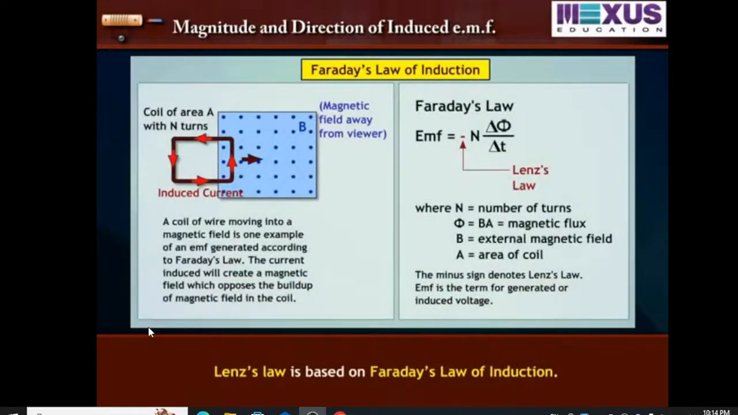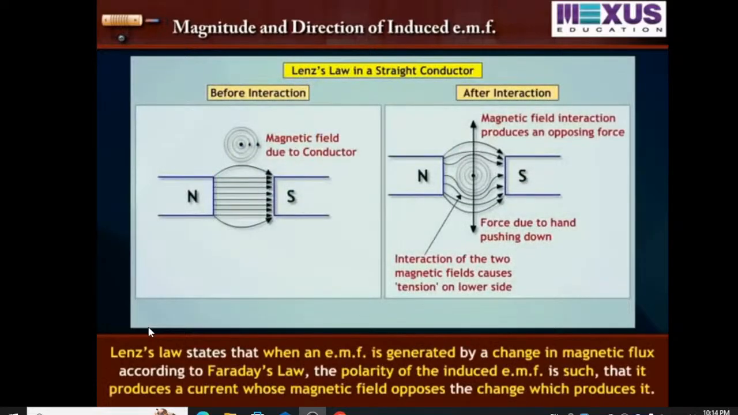Lenz's law is based on Faraday's law of induction. Lenz's law states that when an EMF is generated by a change in magnetic flux, according to Faraday's law, the polarity of the induced EMF is such that it produces a current whose magnetic field opposes the change which produces it.